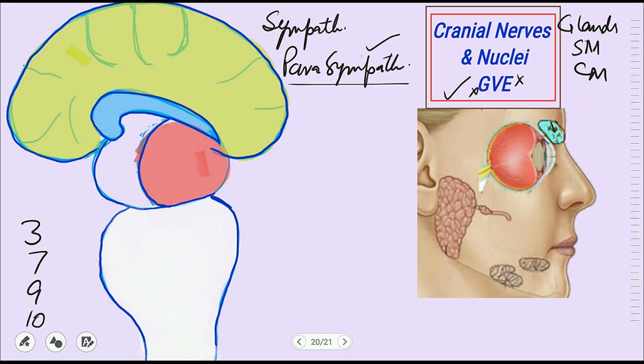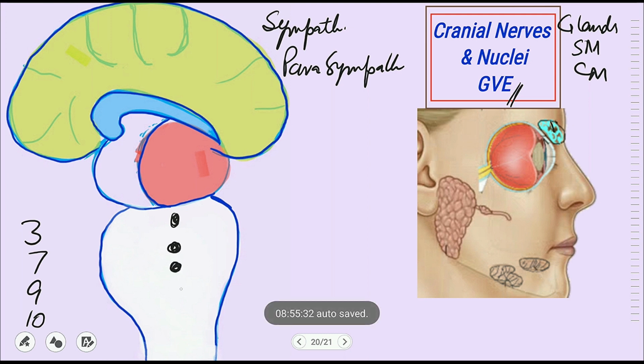Cranial nerves will always contribute to the parasympathetic division of the general visceral efferent component of the autonomic nervous system. General visceral efferent component consists of two neurons, a preganglionic neuron and a postganglionic neuron. The preganglionic neuron is present in the brainstem. So these will be the nuclei of the cranial nerves.